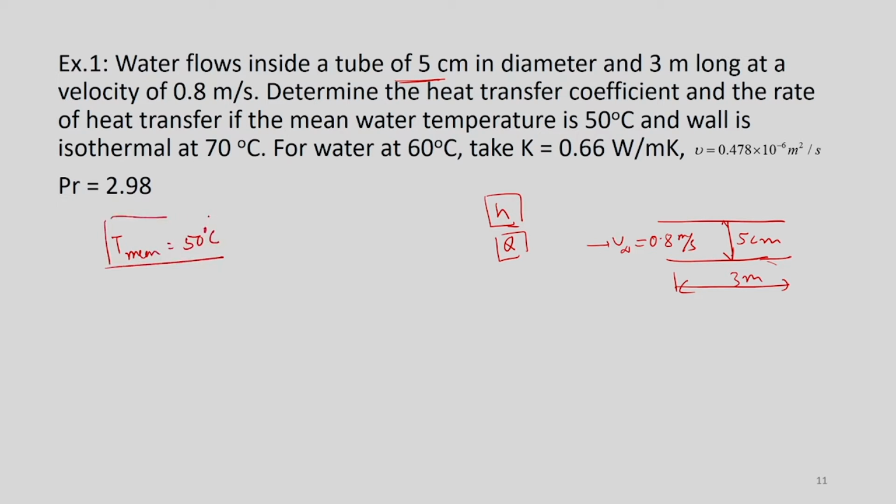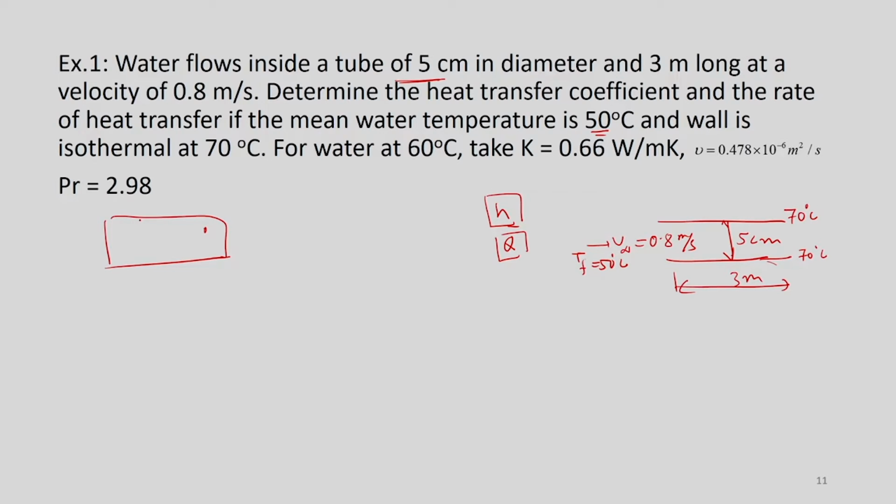So, we need to find out the properties of the fluid at this temperature, and the wall is isothermal at 70 degrees C. So, this is not the mean, this is actually the fluid temperature Tf, which is 50 degrees C. So, the water temperature is at 50 degrees C. Now, what we need to do? We need to find the average temperature. So, what is the average temperature?